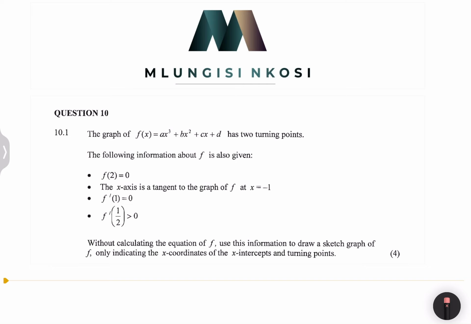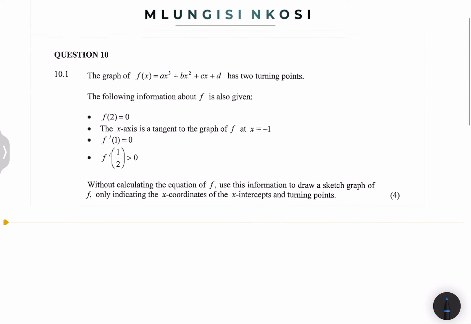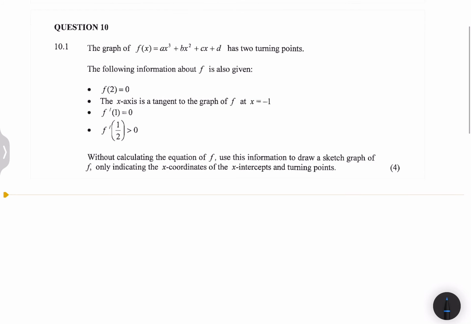So the first question says we've got the graph f of x, which is ax cubed plus bx squared plus cx plus d. That is, it has two turning points. They're telling us that the following information about f is also given. f of 2 is equal to 0, and they tell us that the x-axis is a tangent. We'll interpret all of that so that we can draw a graph.